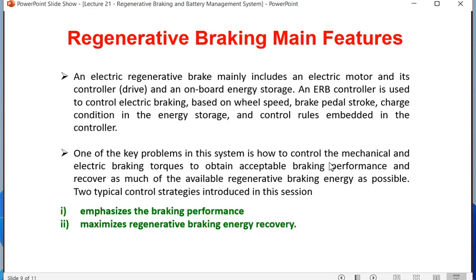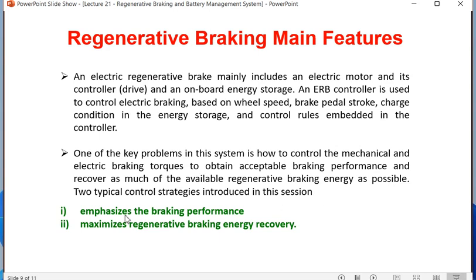So the vehicle is continuously in a recovery mode. So that is a key problem in this system: how to control the mechanical and electrical braking, because I told you there are mainly 2 problems. First problem was whenever the braking force is generated, how to divide it among electrical braking and mechanical braking. So how much percentage should be electrical, how much percentage should be mechanical. That was one problem, and that problem still arises. It is saying how to control the mechanical and electric braking torques to obtain acceptable braking performance and recover as much energy as possible.